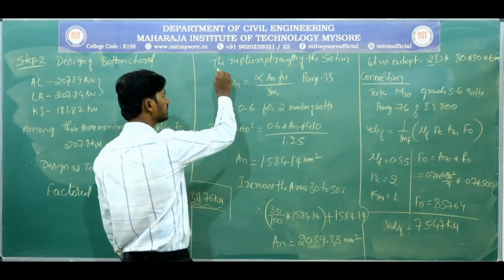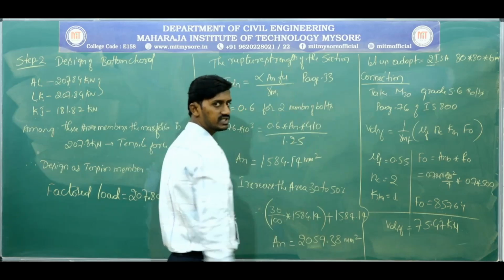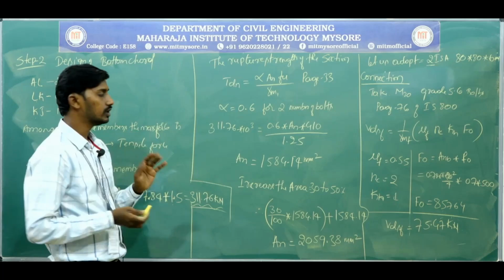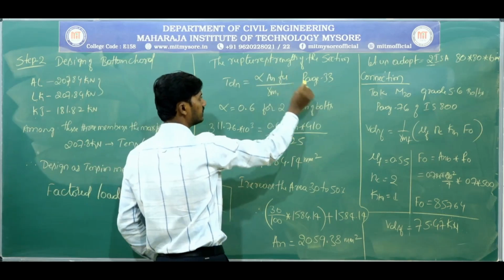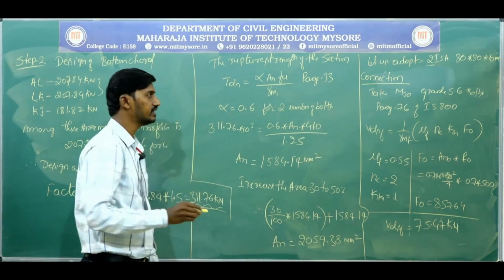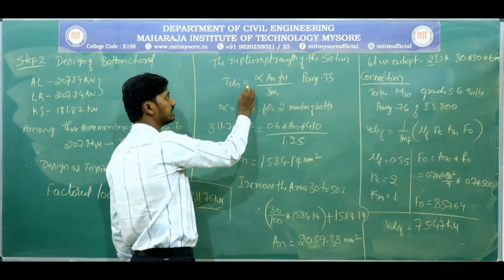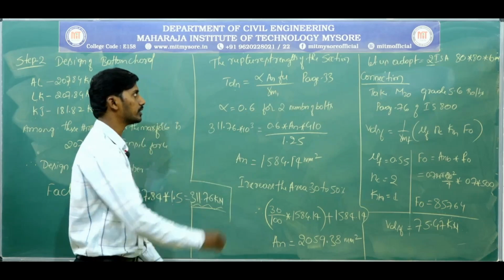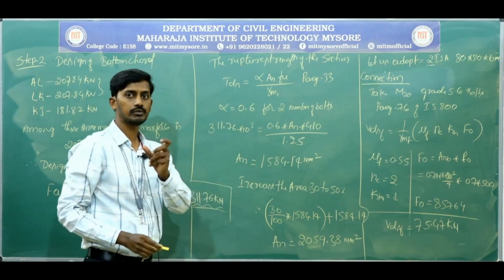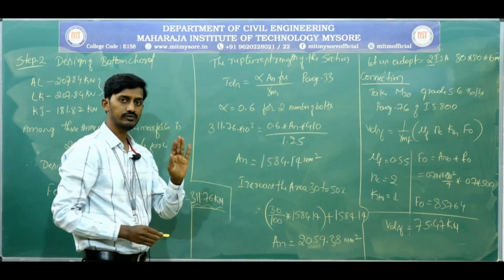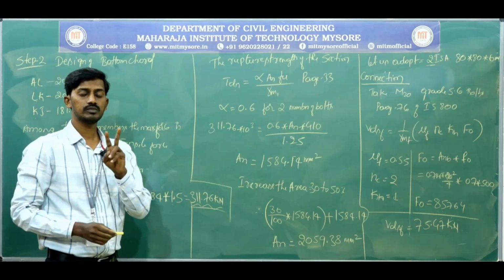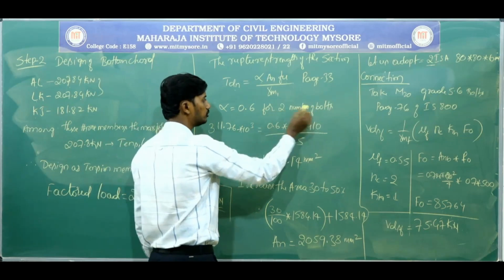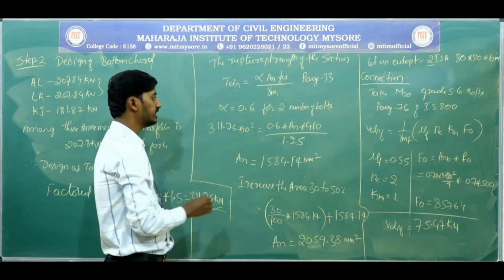So initially let us consider the rupture strength of this section. For a tension member, we need to consider this rupture strength. For the rupture strength, on page number 33 of IS 800, you have this formula, that is TDN is equal to alpha AN FU by gamma M1. This alpha depends on the number of bolts we are going to fix. Initially we have assumed that the minimum number of bolts will be 2 for any connection. So on that basis, for 2 bolts, the alpha value will be 0.6.